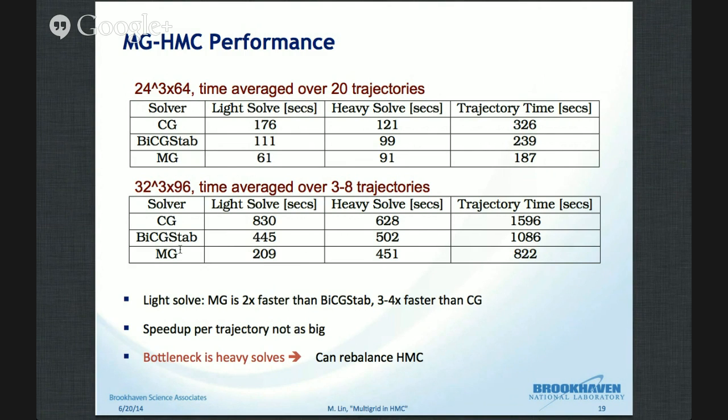And for multigrid, if you just look at the light solve, this is an average over 20 trajectories. So this is not just a single multigrid solve with the exact setup on the gauge field compared to CG and BiCGStab. This is an average over 20 trajectories with a refresh every 3 trajectories.